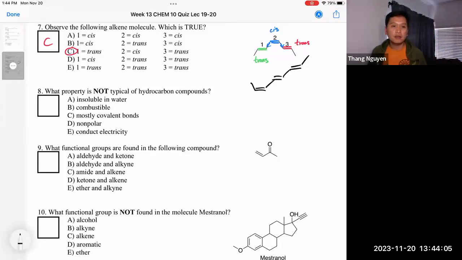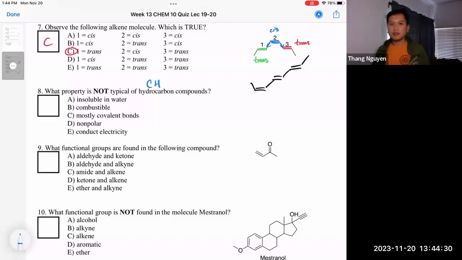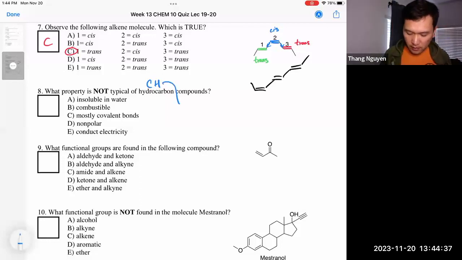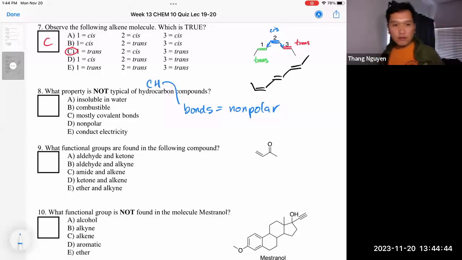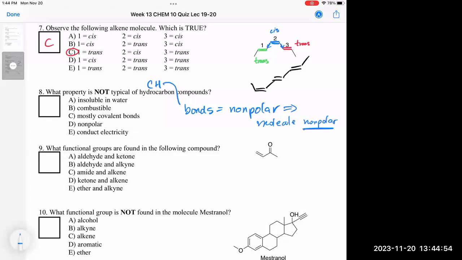Okay. Number 8, what property? So number 8 is more of just knowing facts about hydrocarbons, right? All right, so what property is not typical of hydrocarbon compounds? Okay, so again, just to clarify what hydrocarbons are, hydrocarbons mean a compound that only has carbon bonds and carbon-hydrogen bonds. If they only have carbon bonds and carbon-hydrogen bonds, all their bonds are what? Non-polar, right? If all of their bonds are non-polar, that means the molecule is what? Non-polar. Also non-polar. Very good.